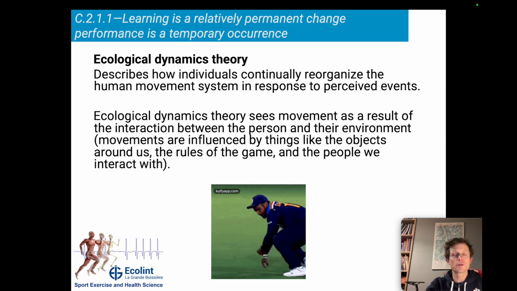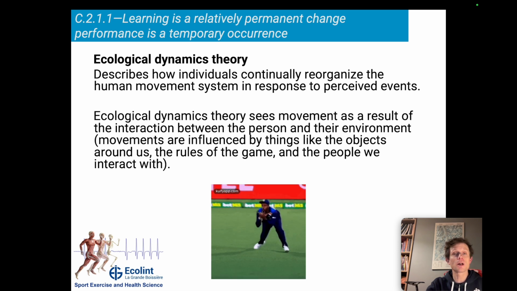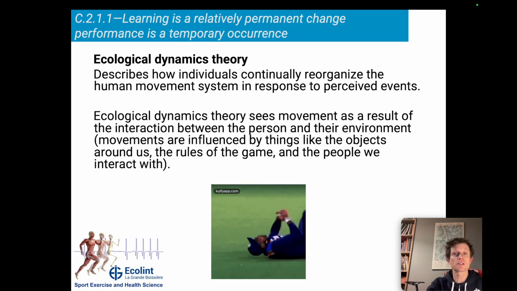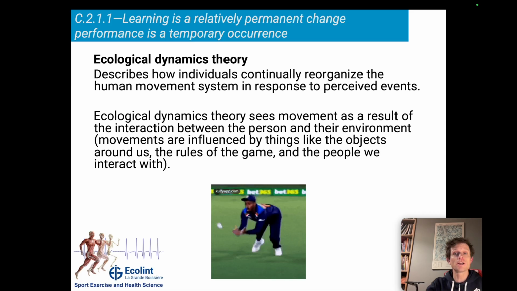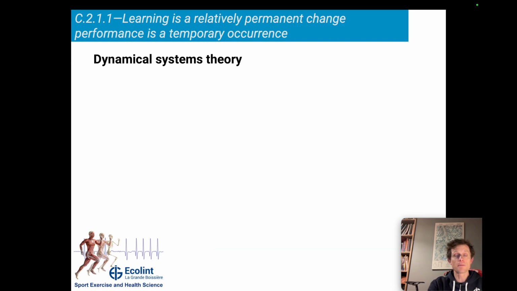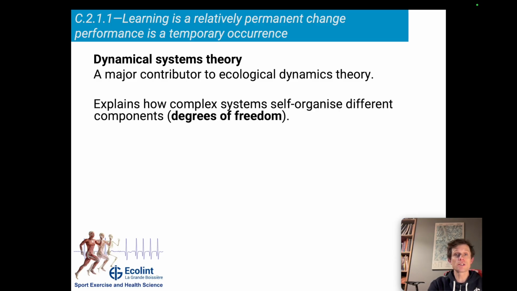The idea being the cricketer in the image below can reorganize their movement system in order to capitalize on the specific environmental constraints which are presented to them in this particular task. This can then be applied to multiple different situations and different environments with ease. The dynamical systems theory is a major contributing part to the ecological dynamics theory. It explains how these complex systems, such as ourselves, will self-organize different components, otherwise known as degrees of freedom, in order to learn different skills and create movement.